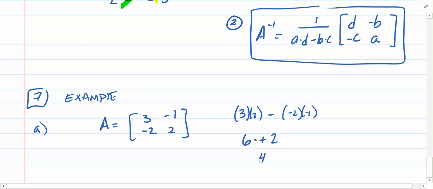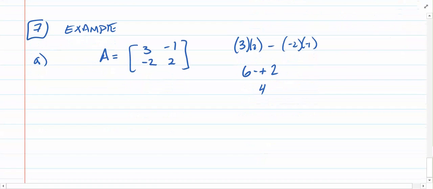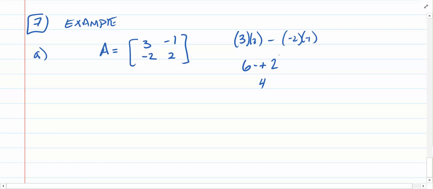Okay, sorry. So 6 minus 2 is 4. I'm getting 4, yeah? Not 14, 4. Okay, good. So 4 is not equal to 0. So is this invertible or not? Yes, it is. Therefore, A inverse is going to be 1/4 times, okay, now, these two switch places.